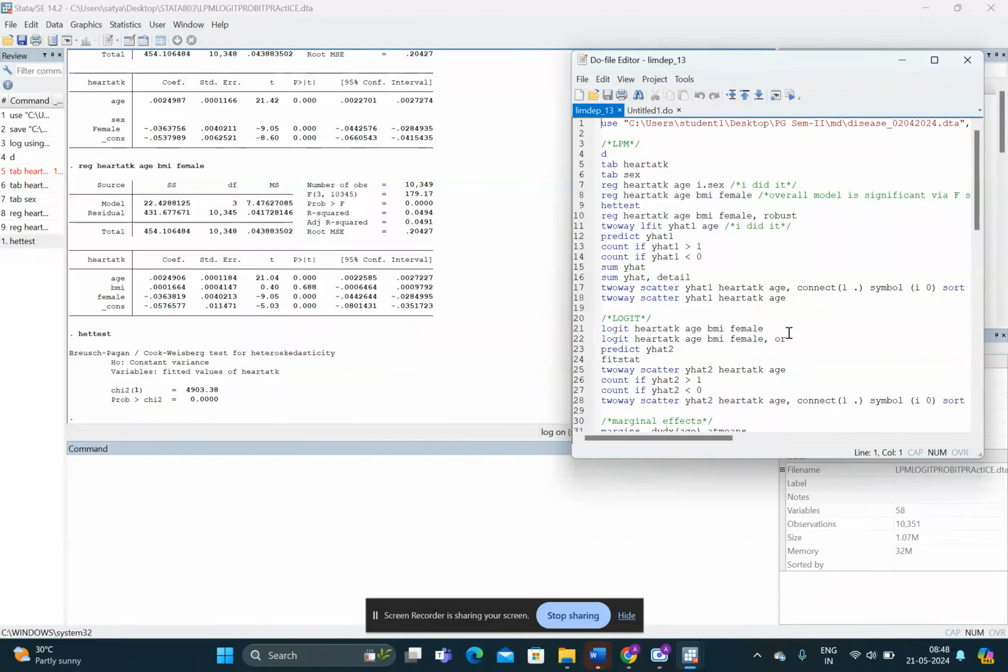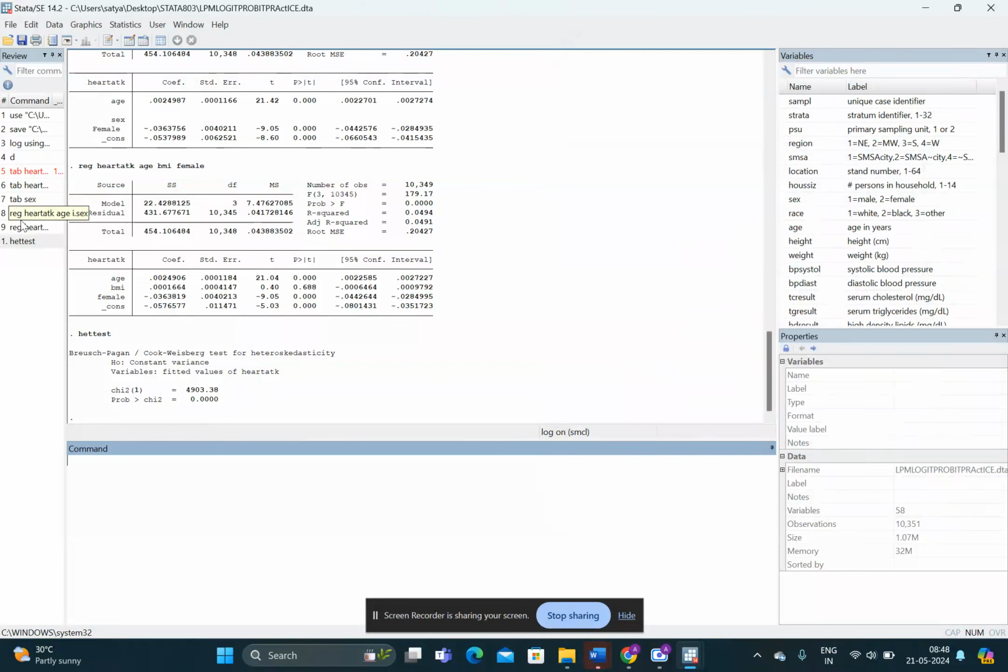Now we know how to work with data that is heteroscedastic. That is, we do a robust test. So we will just do the same regression and we will just write robust with it.